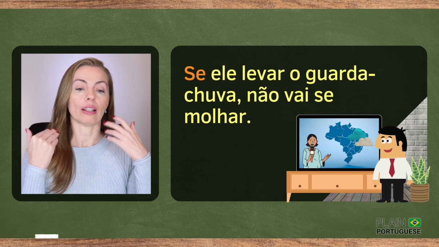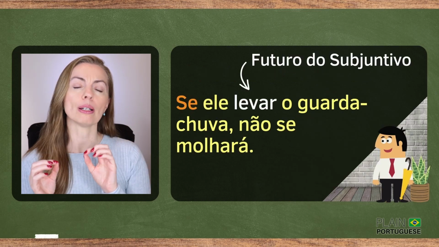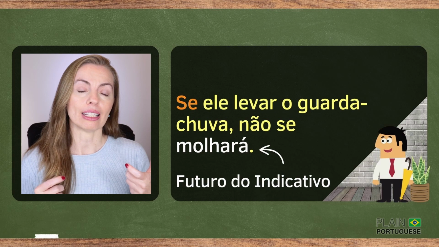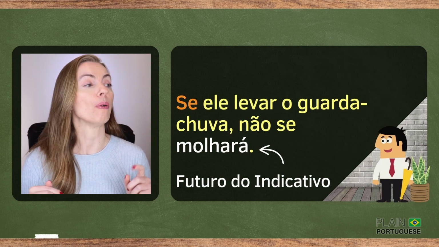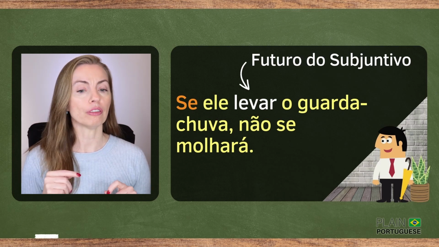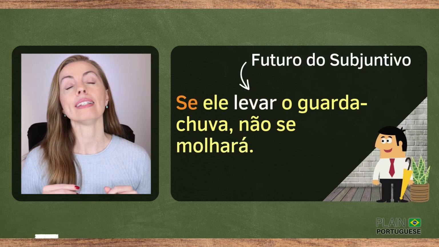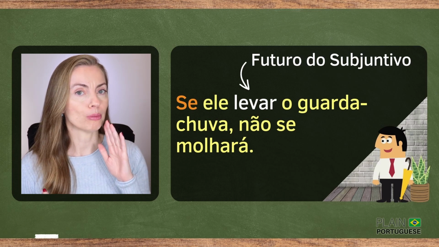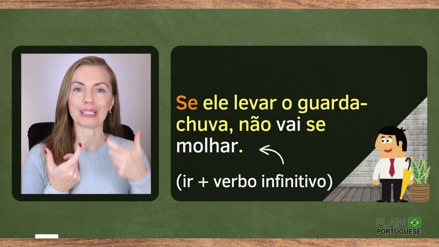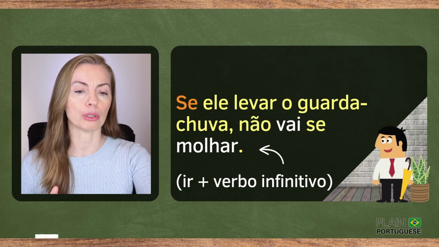When talking about the real possibility that something happens, you will use the future subjunctive in the if part of the sentence and the future indicative in the other part of the sentence. So, se ele levar, future subjunctive, o guarda-chuva não se molhará, future indicative. Or, se ele levar, future subjunctive, o guarda-chuva não vai se molhar, the ir plus main verb combination that we use to talk about the future in Portuguese.